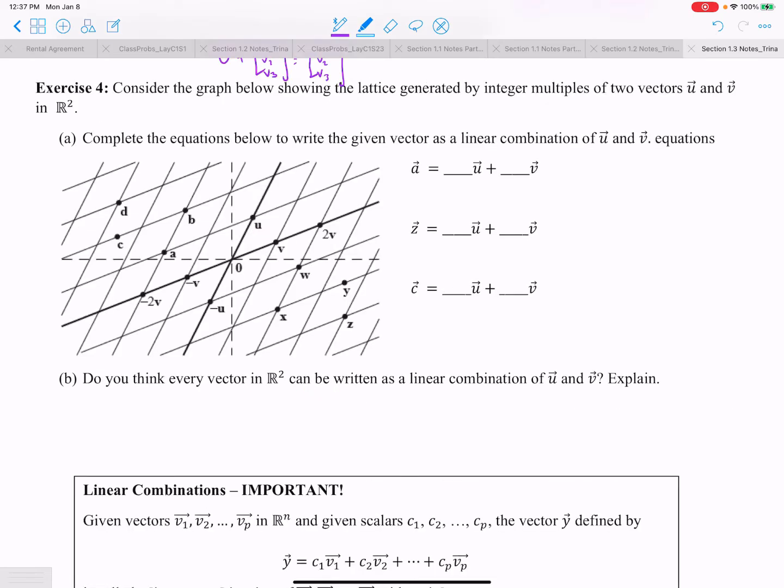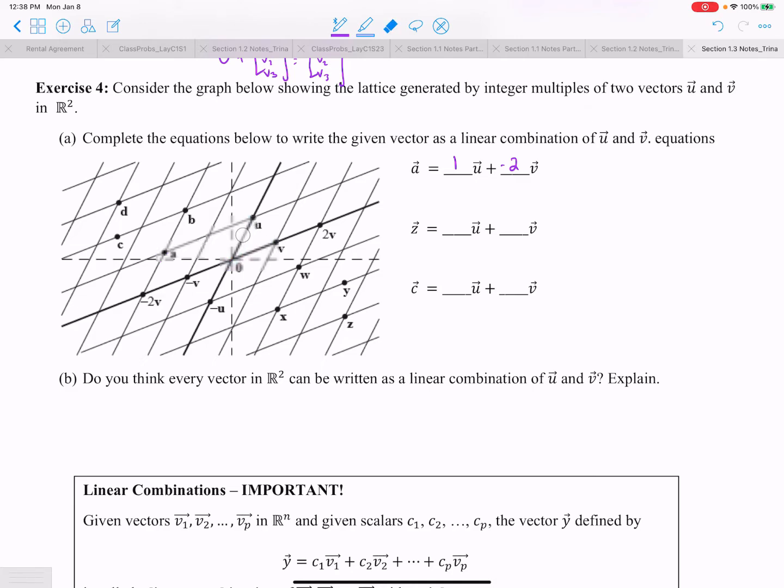With this lattice, we're going to look at linear combinations of two vectors. So here's my v, and so the question is, can I add some multiple of those two vectors together to get to this point A? Well, I could go 1u and then a negative v and a negative v. So I could go 1u and negative 2v, and I'd get there.